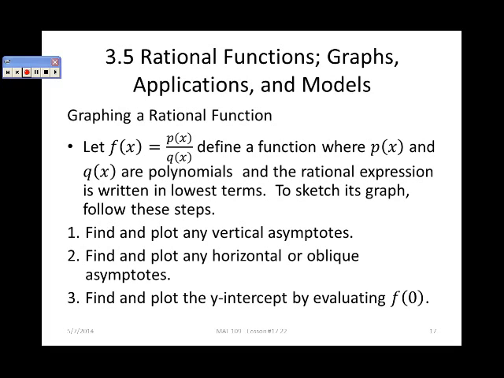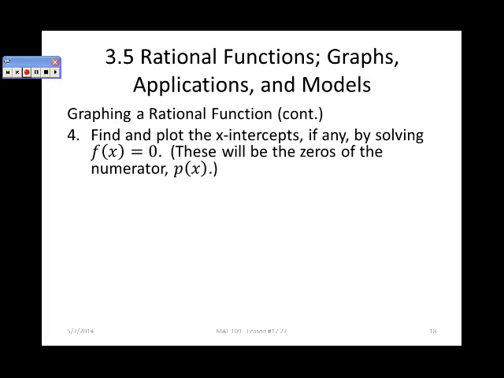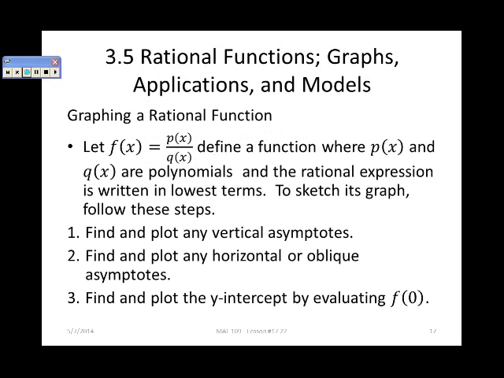Then find any values on the intercepts. You may or may not have any because they could be an asymptote. But if you can, find those. So y-intercept, x-intercepts. Now the thing about a rational function, you get the y-intercept the way you always do. You put x equals 0 in and solve.